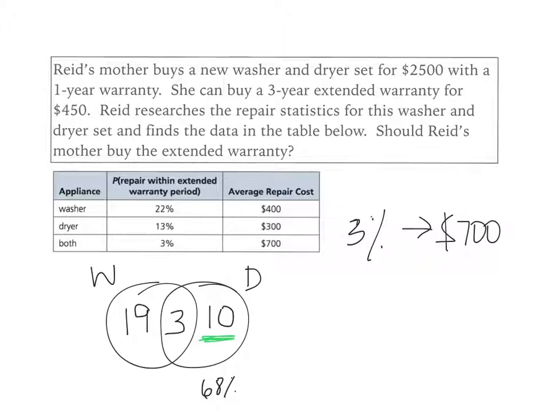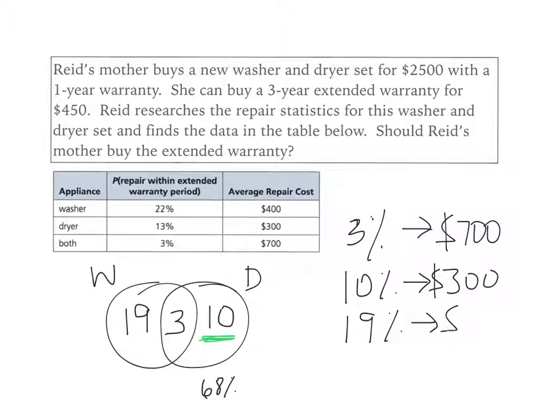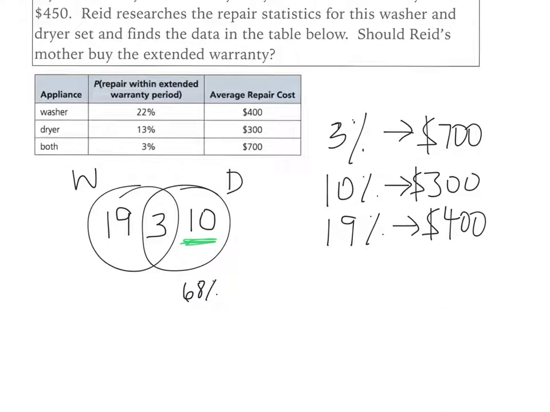Now, this is just the average cost, so they could go completely crazy bad and end up costing way more than that, of course. There's a 10% chance that you will have to spend $300, which is still less than that warranty, so that wouldn't be such a big deal. And there's a 19% chance that you'd have to spend $400, which is also still less than the warranty. I would say with all this data that you would be hard-pressed to say that you should get that warranty. There's only a 3% chance it's actually going to pay off. There's a 68% chance that it won't help you at all, that you would just be spending that money on nothing. So personally here, I would say no, she should not.